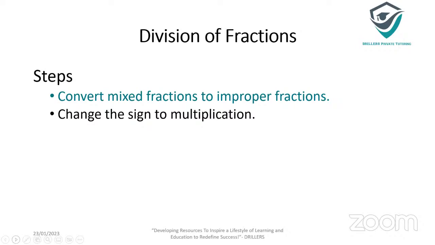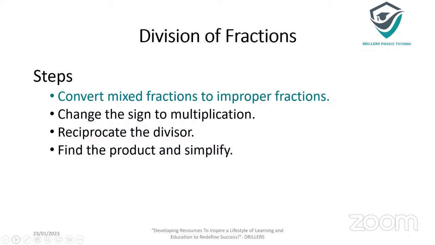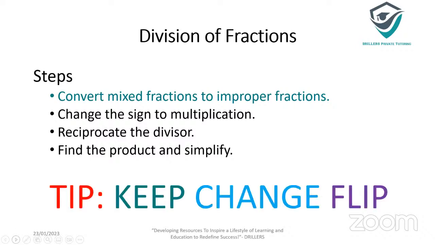So you convert mixed fractions to improper fractions. You change the sign to multiplication. You reciprocate the divisor. The divisor is the number that you're dividing by. And you find the product and simplify. Of course, we're going to look at some examples so that I can further explain what these steps mean. A tip that I like to use for division of fractions is keep, change, flip. So keep, change, flip. Remember that when you're doing division of fractions.